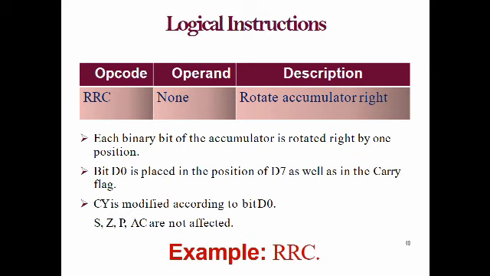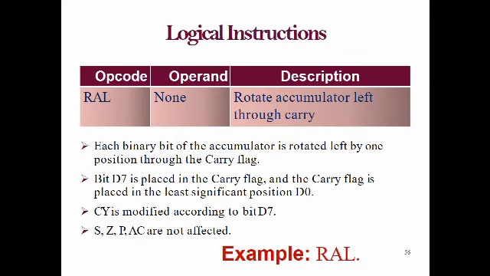Next instruction is RRC. There is no operand and it will rotate the accumulator bitwise to the right without carry. Each binary bit of the accumulator is rotated right by one position. Bit D0 is placed in the position of D7 as well as the carry flag. Carry flag is modified according to bit D0 and other flags are not affected.